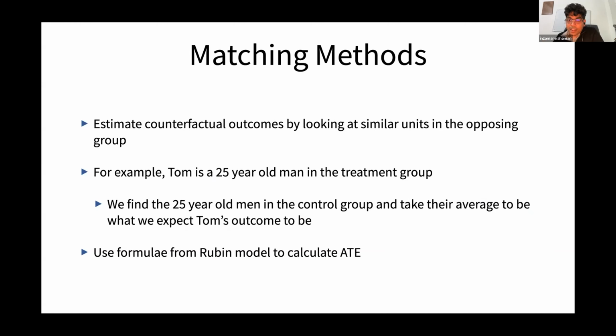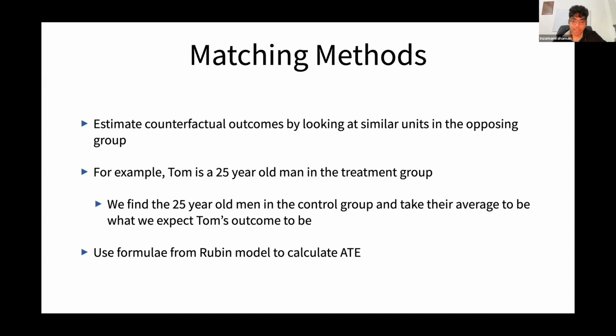And the idea there is that you basically say that if units are similar, then let's say, for example, if I have a group A and a group B, and group A and group B are very similar, but group A is treated and group B is not treated, then their counterfactual outcomes should be the outcomes of each other, essentially, right?